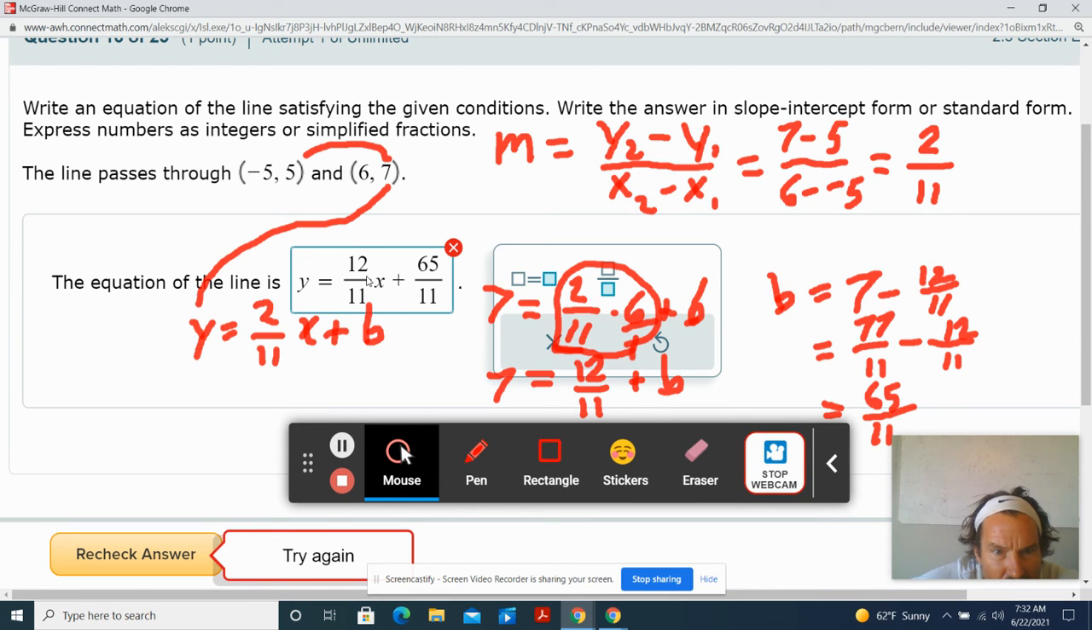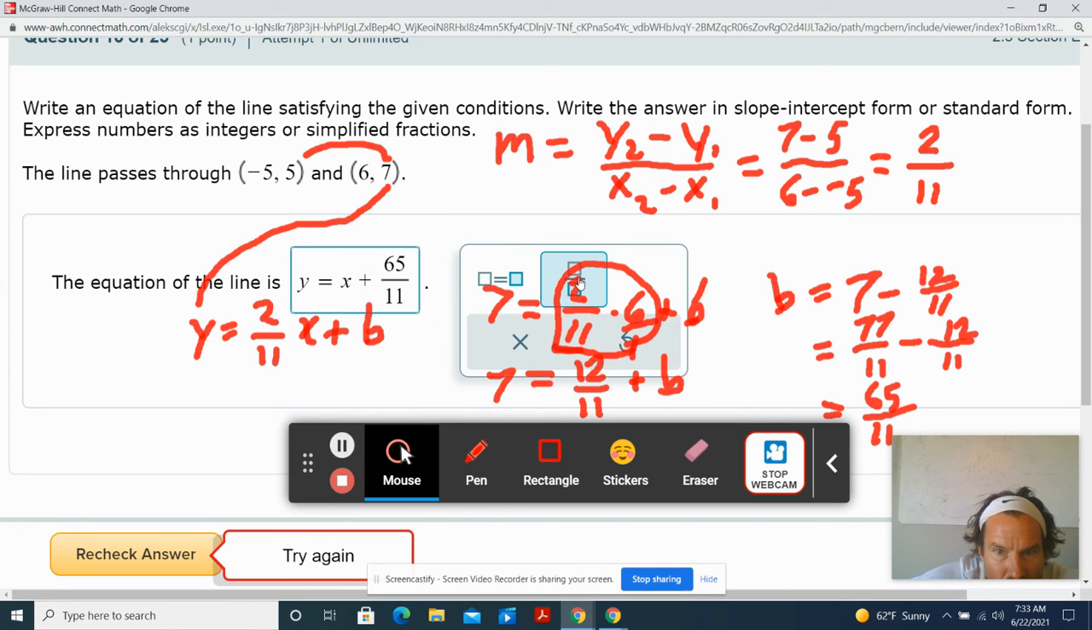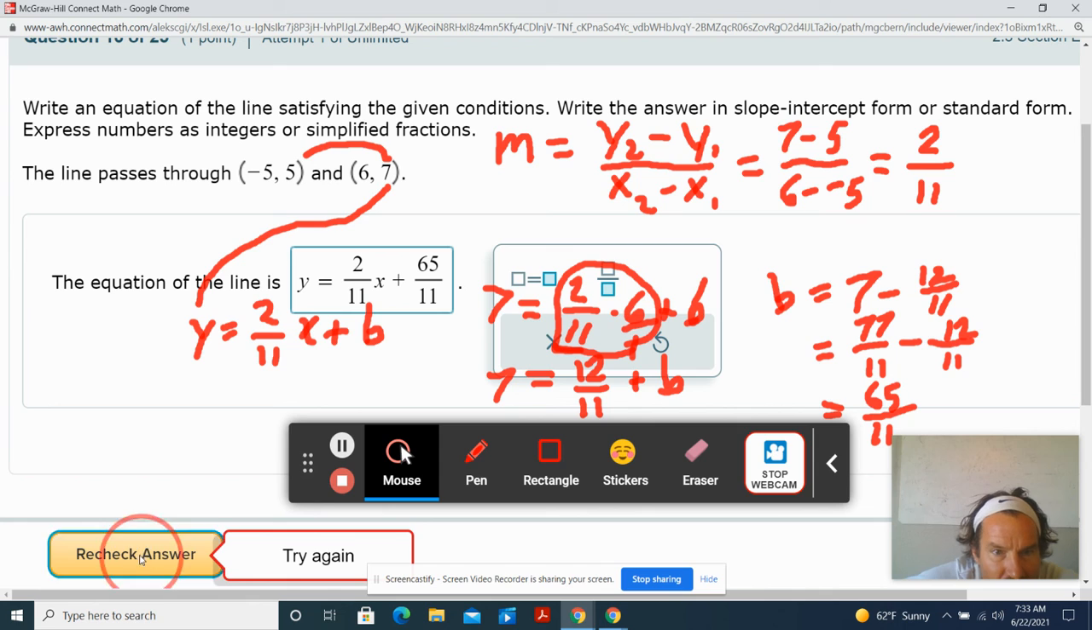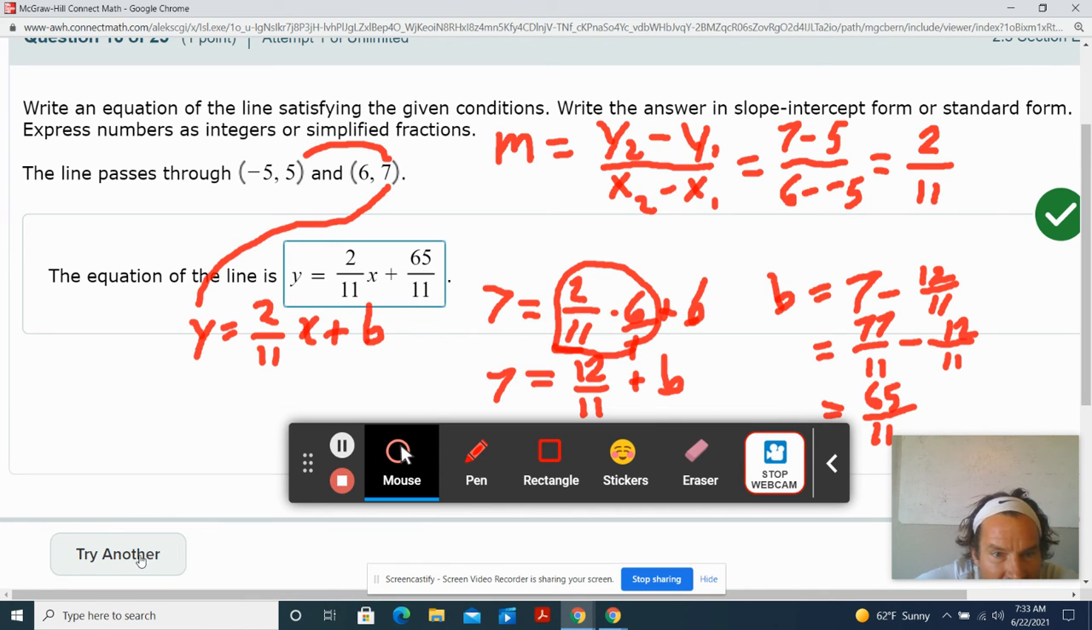I do not know. Oh, I put 12 over 11. It's supposed to be 2 over 11. This is supposed to be 2 over 11. I put 12 over 11. Well, luckily I can just recheck the answer. So let me go back here and put 2 over 11. All right, recheck my answer. All right, I got it.